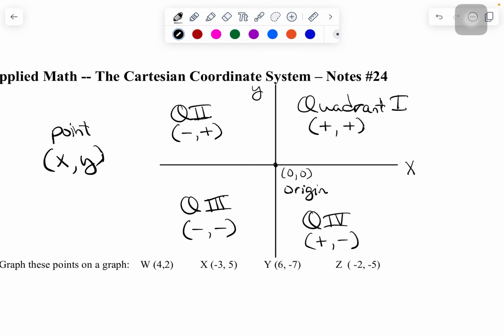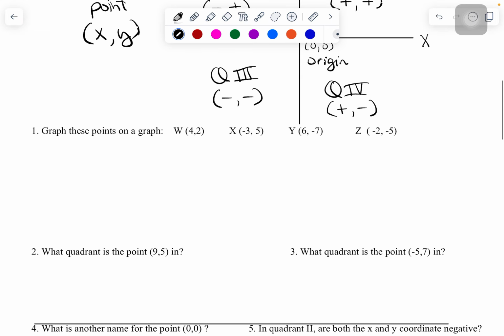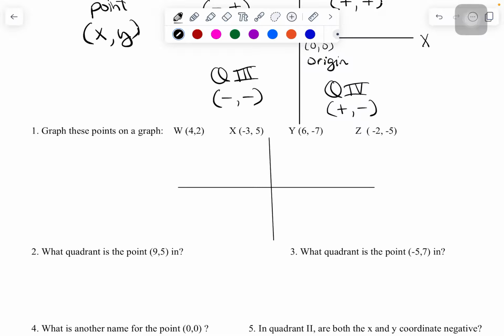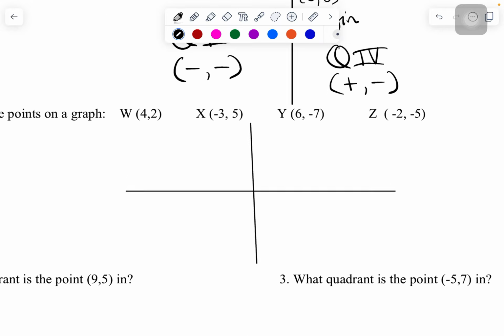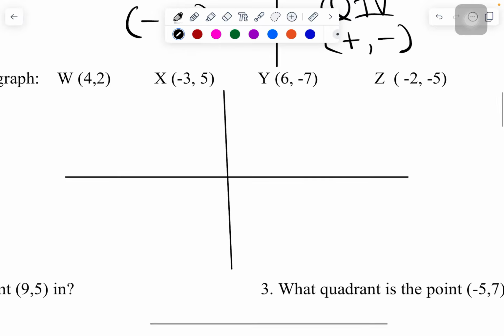So for problem number 1, it says to graph these points on a graph. Well, we don't have a graph, so I'm going to take a moment to sketch out a graph here. Now, the program that I'm working with actually snaps straight lines if I hold it long enough, which is kind of nice. And I'm just going to do little tick marks. 1, 2, 3, 4, 5, 6, 7, 8, 9. We'll call that 10. Or we'll call that 5, 6, 7, 8.